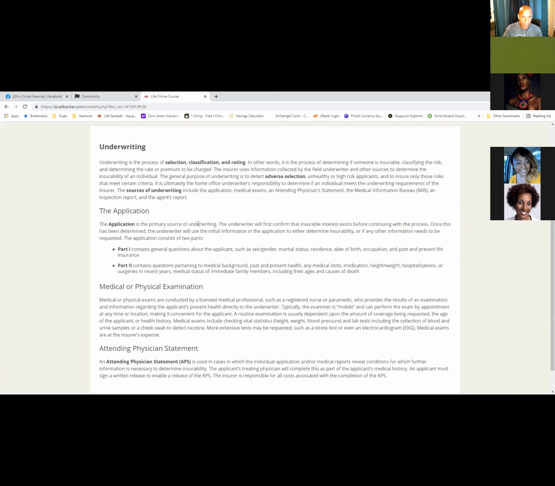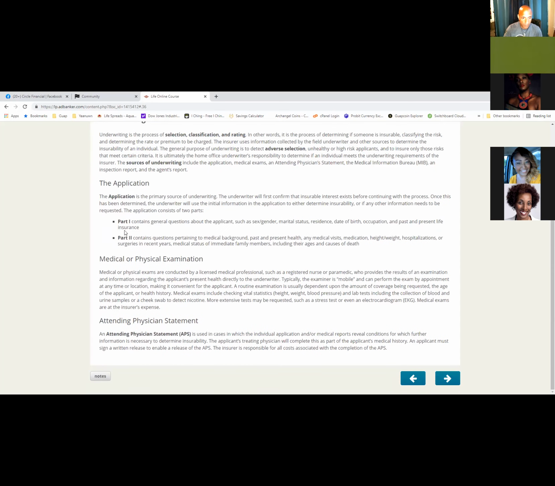The application is the primary source of underwriting. The underwriter will first confirm that insurable interests exist before continuing with the process. Once this has been determined, the underwriter will use the initial information in the application to either determine insurability or if any other information needs to be requested. The application consists of two parts. Part one contains the general questions about the applicant, such as sex, gender, marital status, residence, date of birth, occupation, past and present insurance. And then the other contains questions pertaining to medical history.